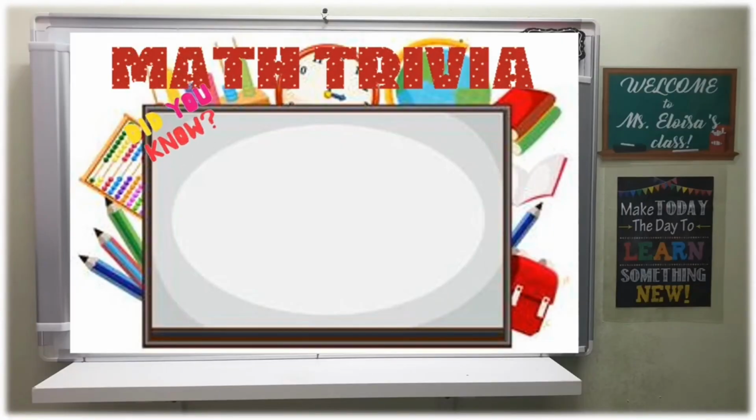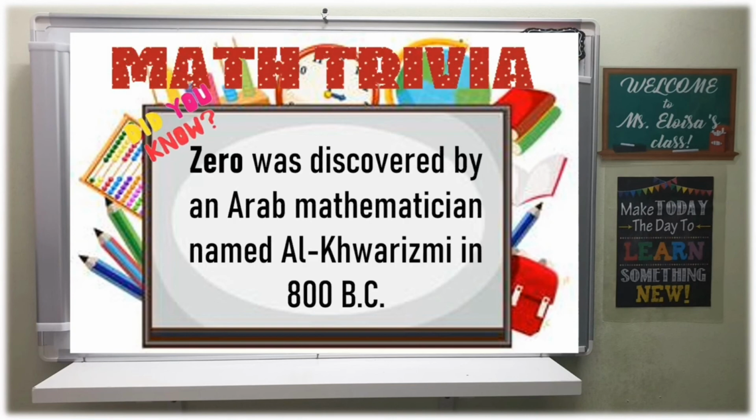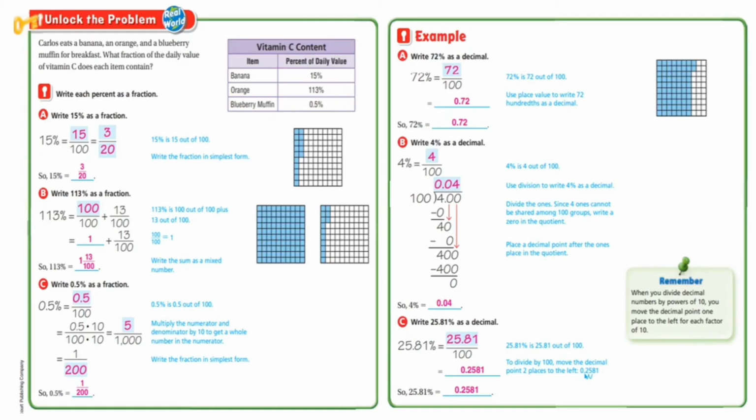Here is our math trivia. Did you know zero was discovered by an Arab mathematician named Al-Khwarizmi in 800 BC? Now you know. Here are the answered pages of our lesson today. I hope you learned a lot today.